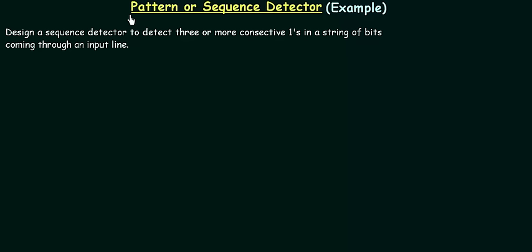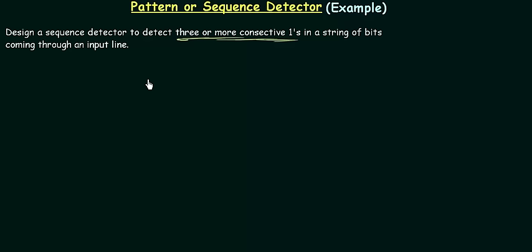So let's move to the example that I have taken. Design a sequence detector to detect three or more consecutive ones in a string of bits coming through an input line. You already know a sequence detector has an input by which we give the bit stream, and that bit stream is analyzed by the sequence detector, and it will detect a particular pattern out of it.